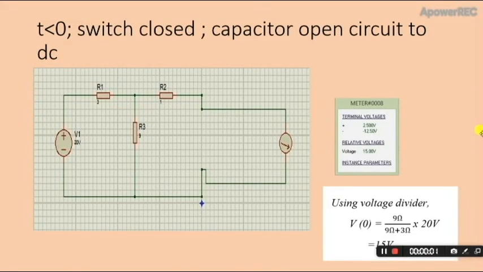Let's see the first condition, when t is less than 0. The switch will be closed, therefore the capacitor will be an open circuit to DC. We can calculate the voltage across this open circuit point using the voltage divider. So we will take the resistor which is parallel to the point, which is 9 ohm, divided by 9 ohm plus 3 ohm, multiplied by 20 volt. We would get 15 volt across this open circuit point.